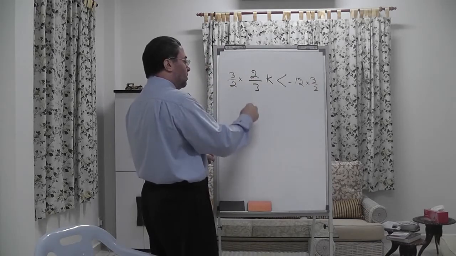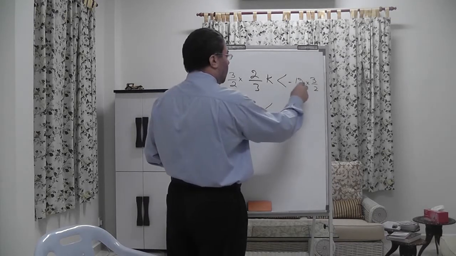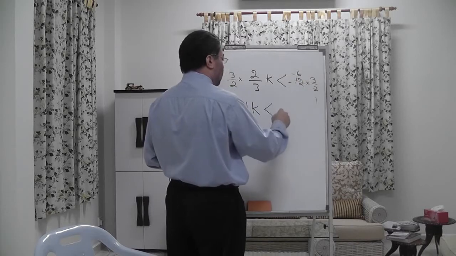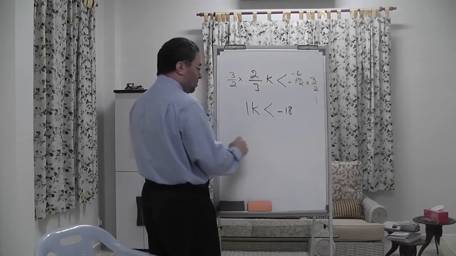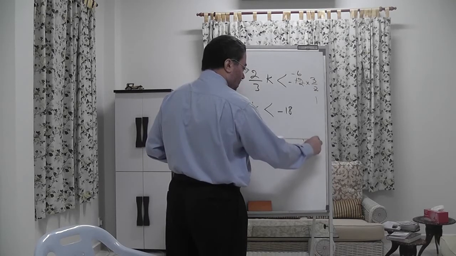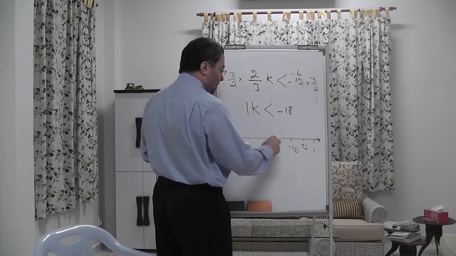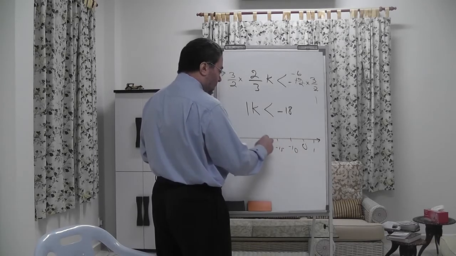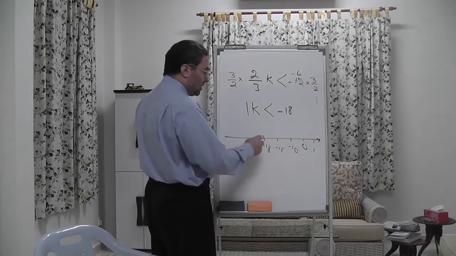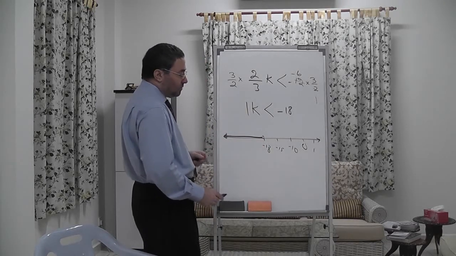Here these cancel, and we get 1k is less than, this cuts with this one, minus 6, and minus 6 times 3, that's minus 18. So k is less than minus 18. So we have here, let's say, minus 10, and here minus 15, and here minus 18, and we have an open circle at minus 18, and we darken this side of the number line.